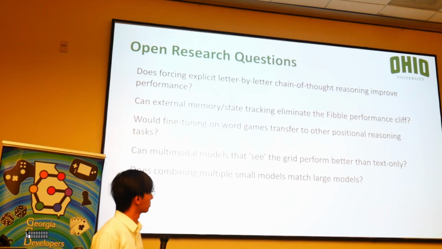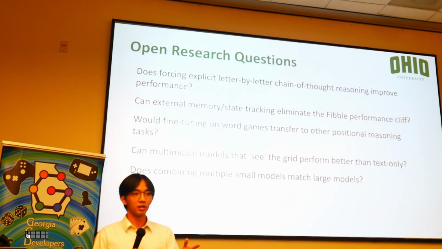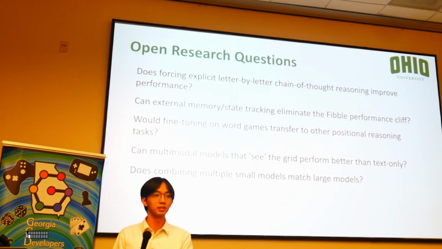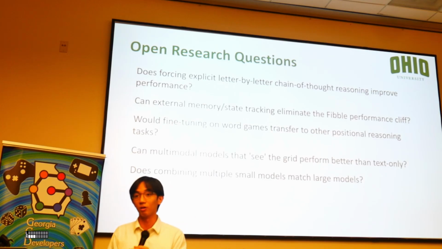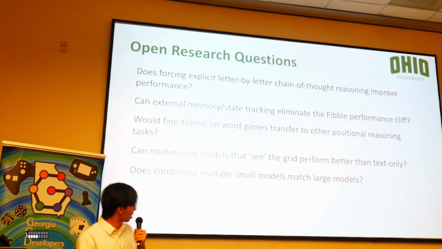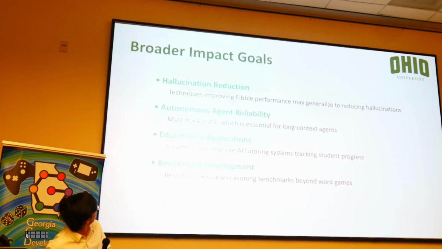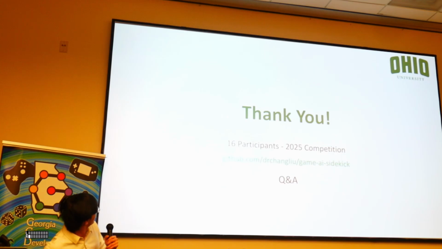And also, can external memory tracking improve the Fibble performance? Because, as mentioned before, the exponential search space increases the context window of the LLM, and it starts hallucinating as well. And just combining multiple models, much larger models. Yeah, and more. There's just more of what was said, and I think that's it.